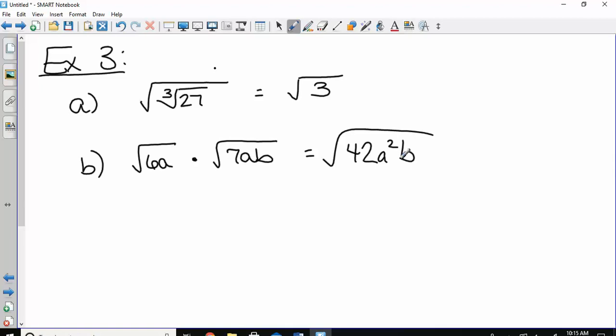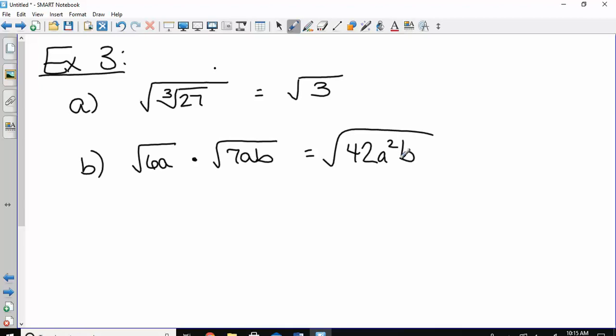Okay, so then we have to make sure we can't break it down. 42, let's see, can I divide it by any of my perfect squares? 4, 9, 16, 25, 36, no. So if it's not divisible by a perfect square, we just keep it. If I have an a squared, what would I do?